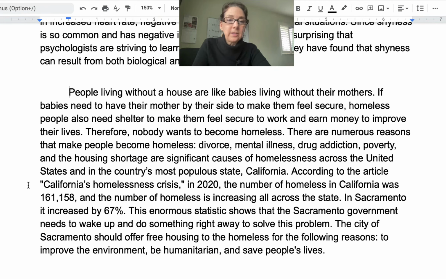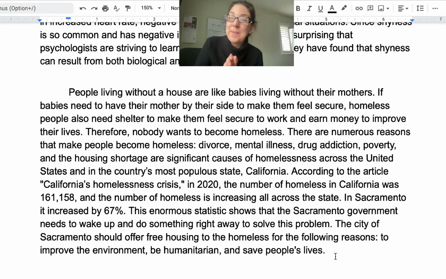According to the article, California's Homelessness Crisis, in 2020, the number of homeless in California was 161,158, and the number of homeless is increasing all across the state. In Sacramento, it increased by 67%. This enormous statistic shows that the Sacramento government needs to wake up and do something right away to solve this problem. The city of Sacramento should offer free housing to the homeless for the following reasons: to improve the environment, be humanitarian, and save people's lives.